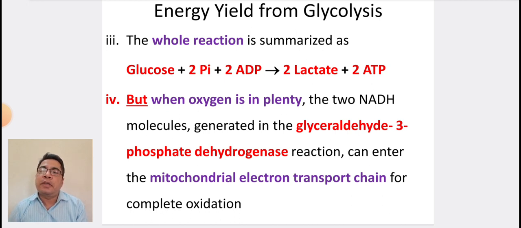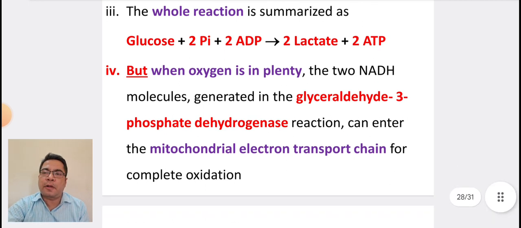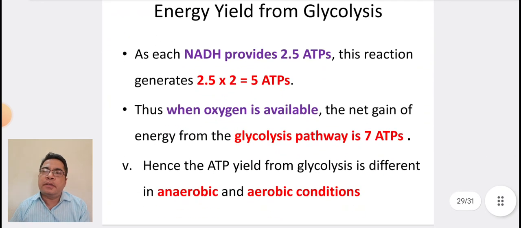But when oxygen is in plenty, the 2 NADH molecules generated in the glyceraldehyde 3-phosphate dehydrogenase reaction can enter the mitochondrial electron transport chain for complete oxidation. As each NADH produces 2.5 ATPs, this reaction generates 5 ATPs. Thus, when oxygen is available, the net gain of energy from the glycolysis pathway is 7 ATPs. Hence, the ATP from the glycolysis is different in anaerobic and aerobic conditions.